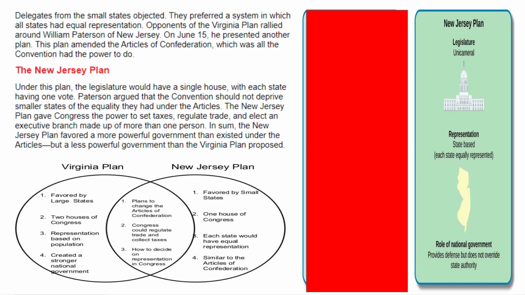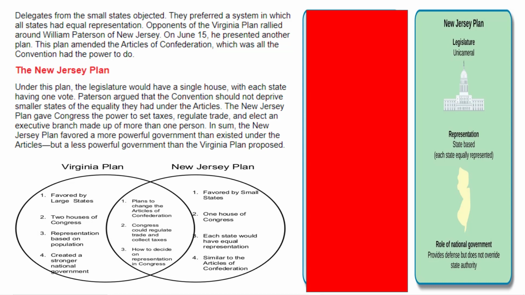Question number 24. Why did heavily populated states such as Virginia, Pennsylvania, and Massachusetts like the Virginia Plan? Well, they liked it because it gave more power to the more populated states, which is why it was opposed by a smaller populated state such as New Jersey. Question 25. What were three major differences between the New Jersey Plan and the Virginia Plan? Well, number one, under the Virginia Plan, the legislature would have two houses, or be bicameral. Under the New Jersey Plan, they would have one house, or unicameral.